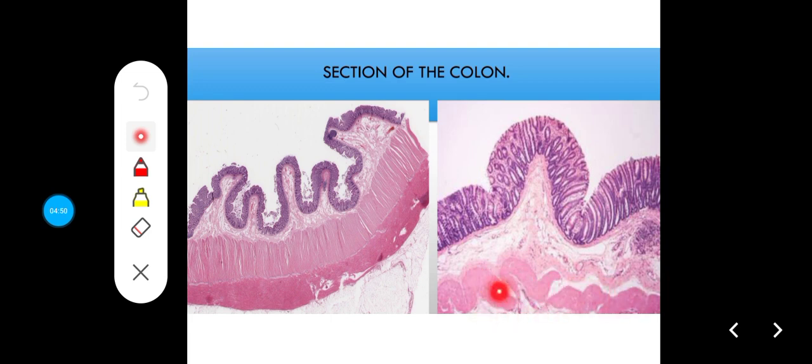So this is the muscle layer, the submucosa, and this is an isolated lymphoid follicle. Just like I said, you can find this in all areas of the gastrointestinal tract.